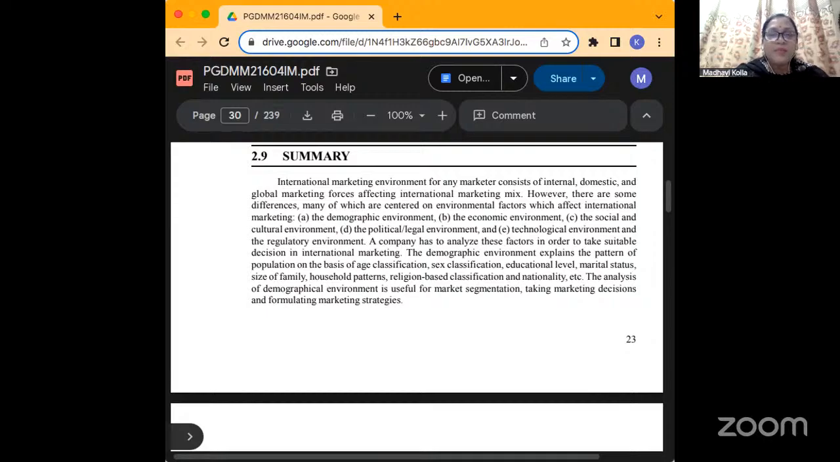So there are some differences which are natural. It could be in terms of the demographic, economic, social and cultural, political, legal, technological, or regulatory environment. So the market segmentation, the marketing decisions, and the marketing strategies have to be considered taking into account all these different forces that come into play.